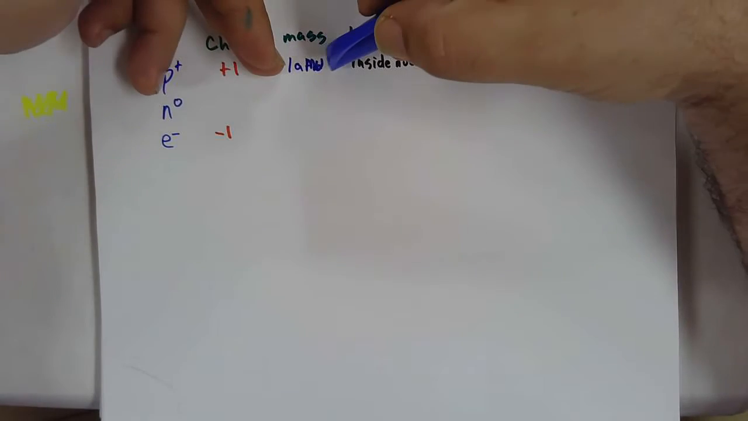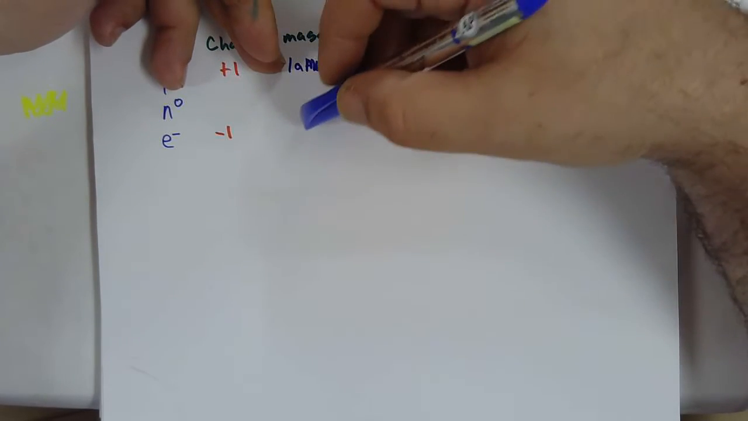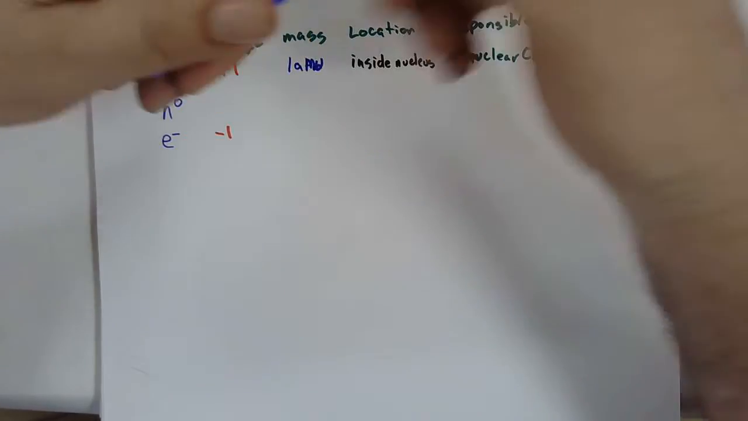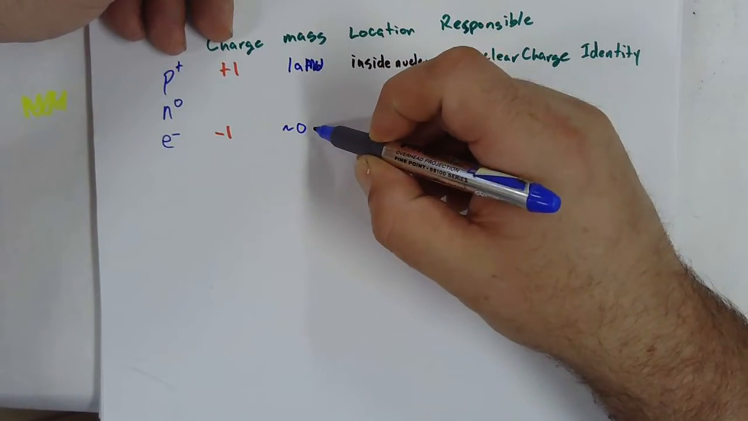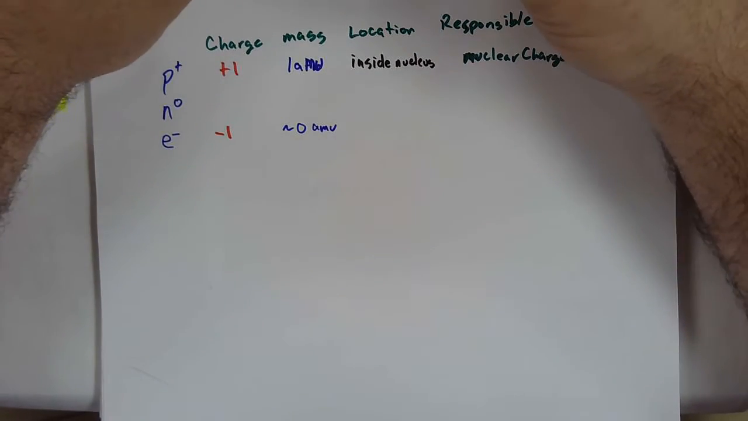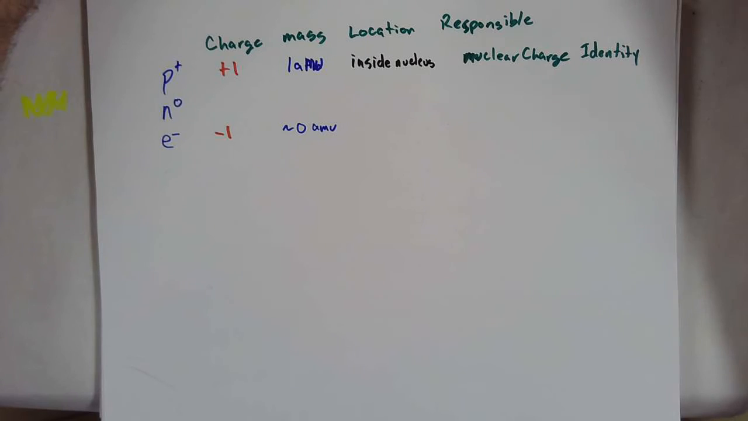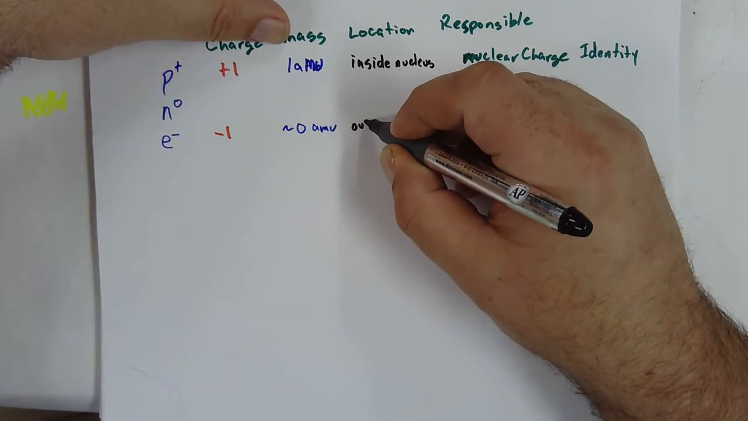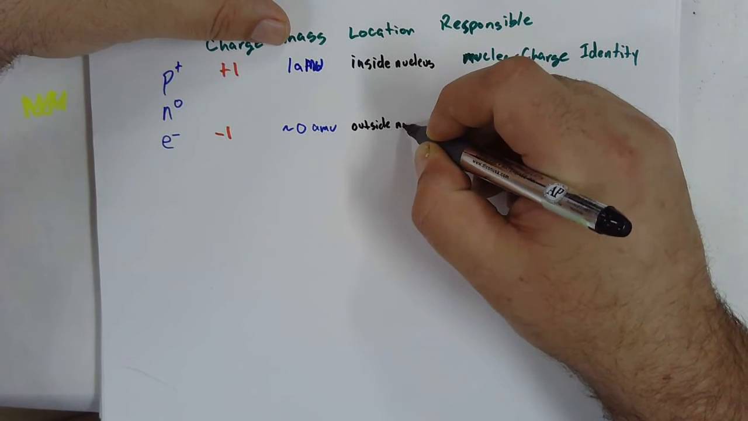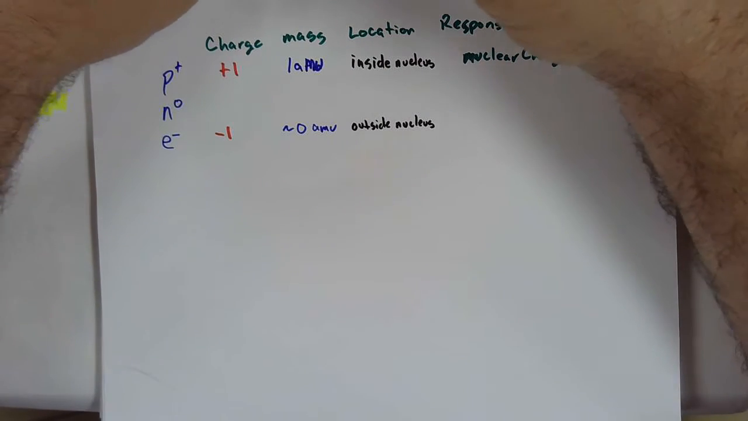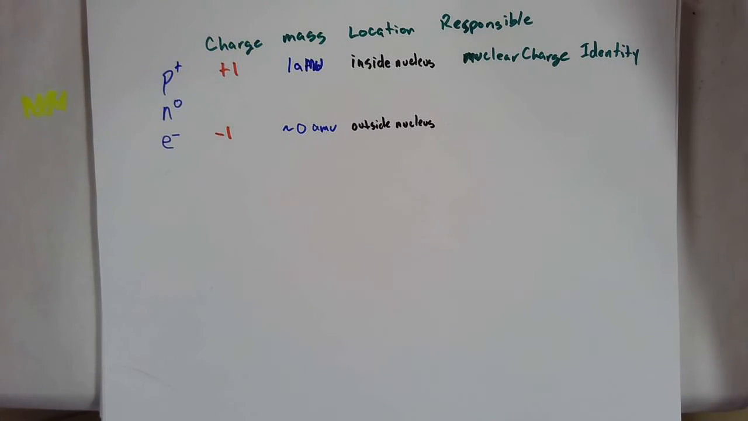The reality is, if this is 1 AMU, for it to go around it, it cannot have very much mass at all. In reality, it is virtually zero mass. So the mass of an electron is virtually 0 AMU. Where would the electron be located? We just said it's rotating around it, right? So we would call that outside of the nucleus. Now, what is an electron responsible for? I'm going to argue that an electron is responsible for half of what we study in chemistry. Are you guys aware of what the definition of chemistry is?